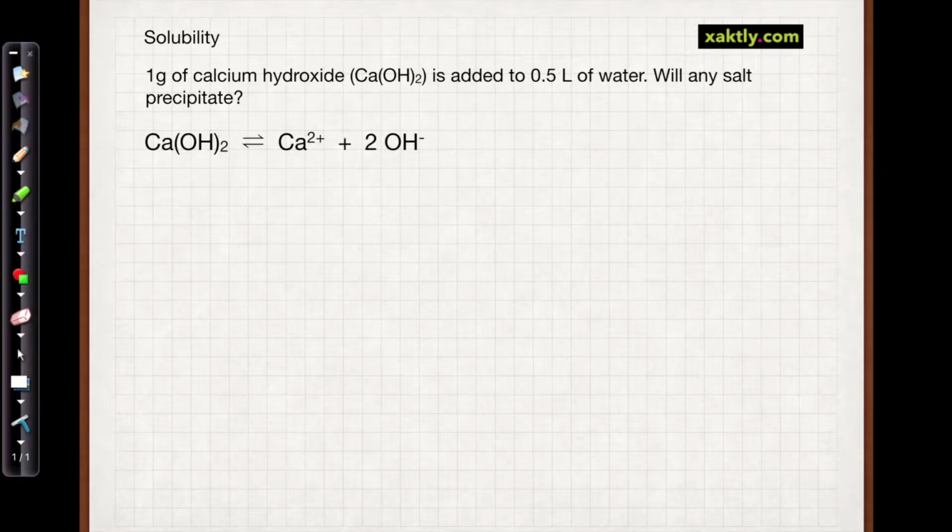So as always, we want to write a reaction. This is the dissolution equation for calcium hydroxide. And we want to write out the KSP expression.